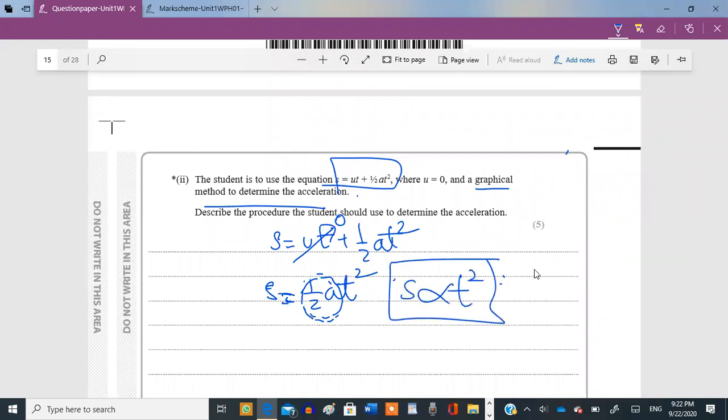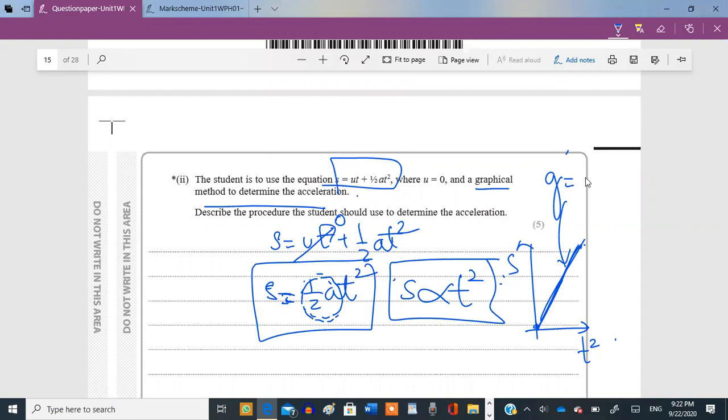So that means I have to draw a graph of s against t squared. It has to be a straight line passing through the origin. And the gradient of that line, what will that represent? Look at the equation. Half a. Perfect. It's going to represent half a. And then the acceleration can be calculated by just multiplying the gradient by 2.